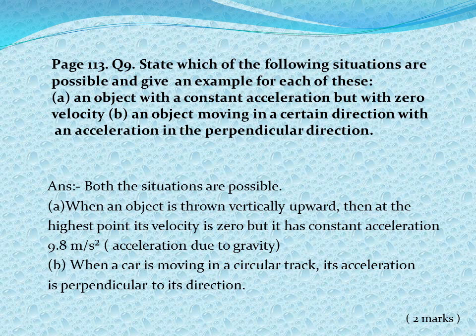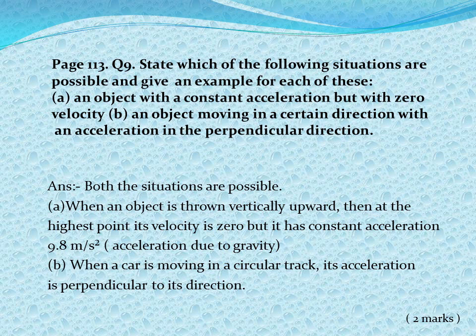Page number 113, question number 9. State which of the following situations are possible and give examples for each of these. A. An object with a constant acceleration but with zero velocity. B. An object moving in a certain direction with an acceleration in the perpendicular direction. Answer. Both the situations are possible.